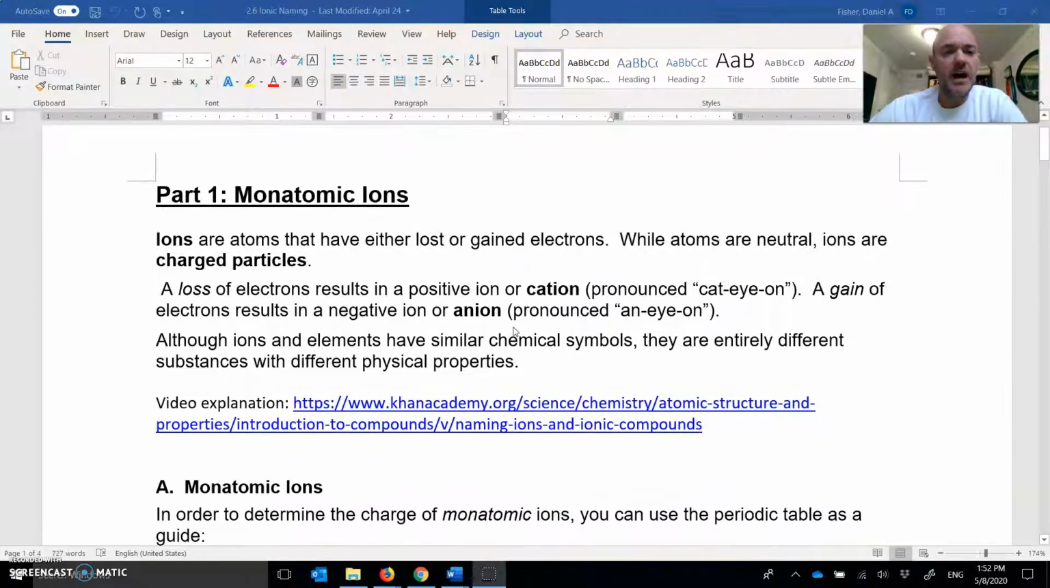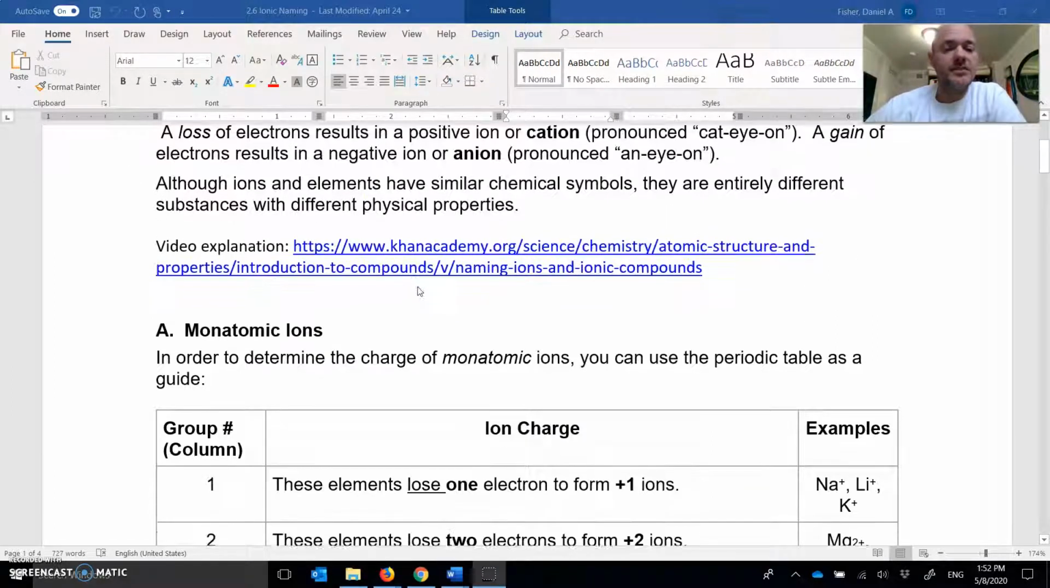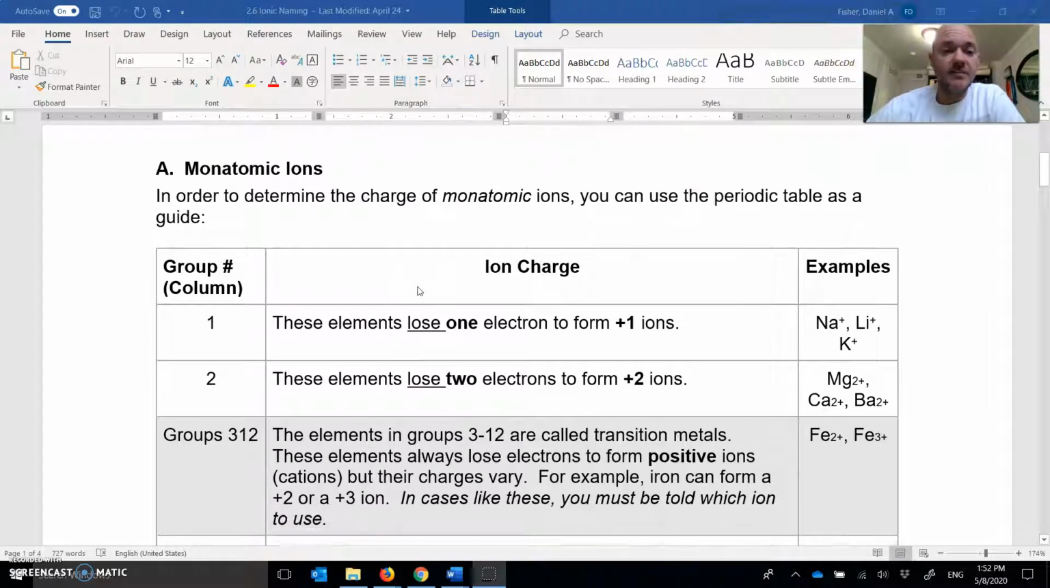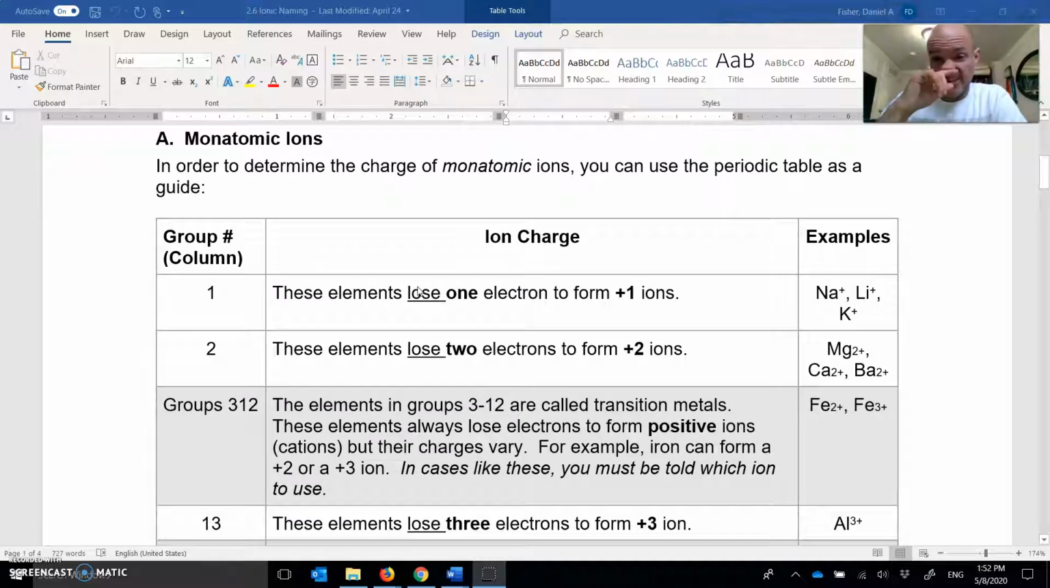So monatomic ions. Monatomic ions are ions made of monatomic. Mon means one, so one atom. There are also polyatomic ions, ions made up of more than one atom, but we're not going to worry about those. We're just going to focus on monatomic ions. So with monatomic ions, it's easy to determine the charge.